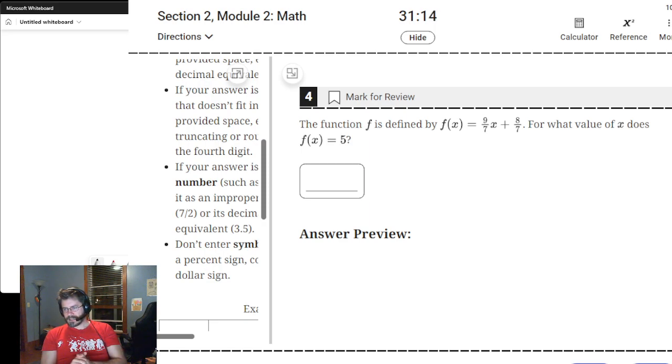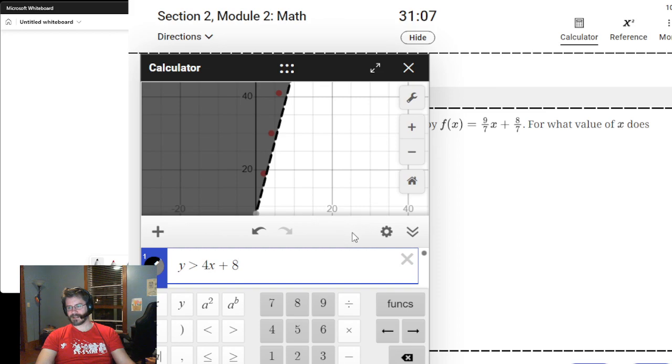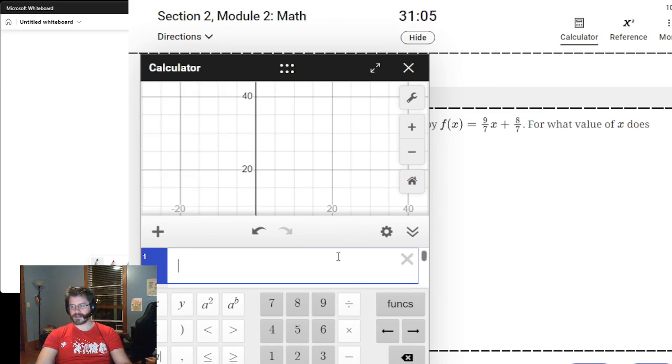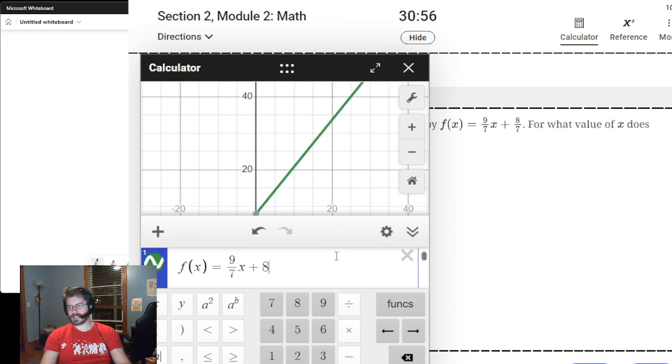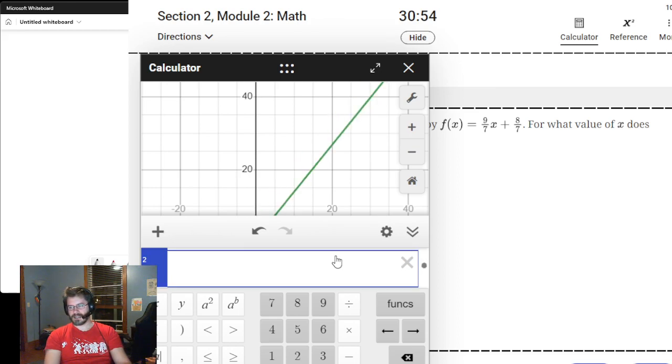So what value of x does f of x equal 5? So you just set it equal to 5 and do the algebra. Or can Desmos do this? I think it might be able to. So clear that out. We get f of x equals 9 over 7 x. I think you literally just type it in as you see it, and then just say f of x equals 5.